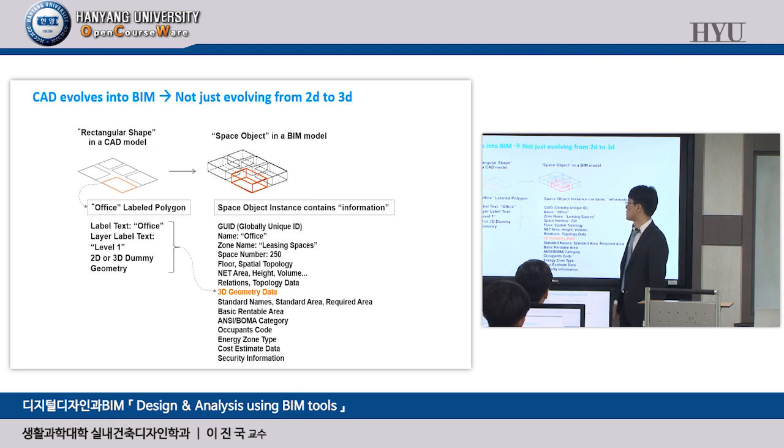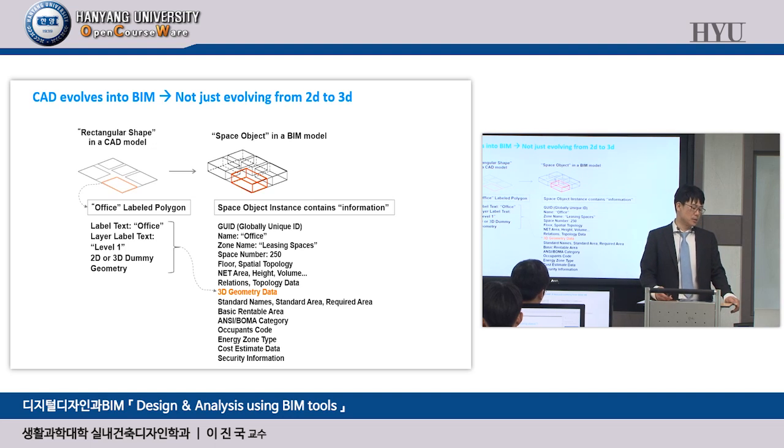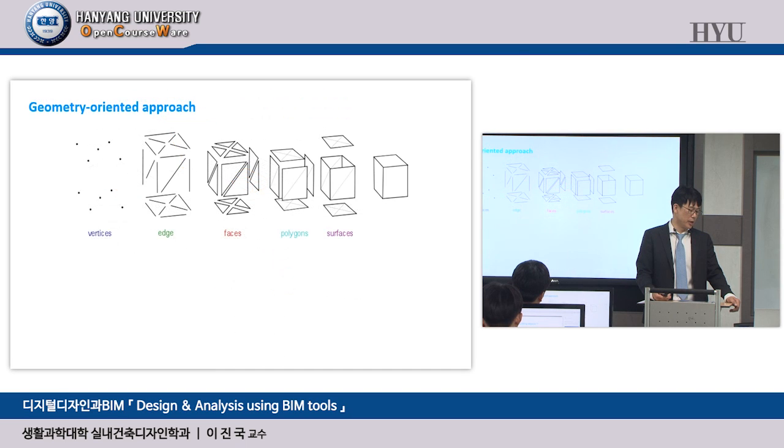What kind of attributes? Space name, zone name, space number, spatial topology, net area, height, volume, 3D geometric data, and so on. Amount of additional information can be assigned by you. Something auto-generated, something auto-calculated. In Revit, no need to measure height, width, perimeter lines, area. All auto-calculated, okay? That's the power of BIM, and it's really big change, kind of revolution, okay?